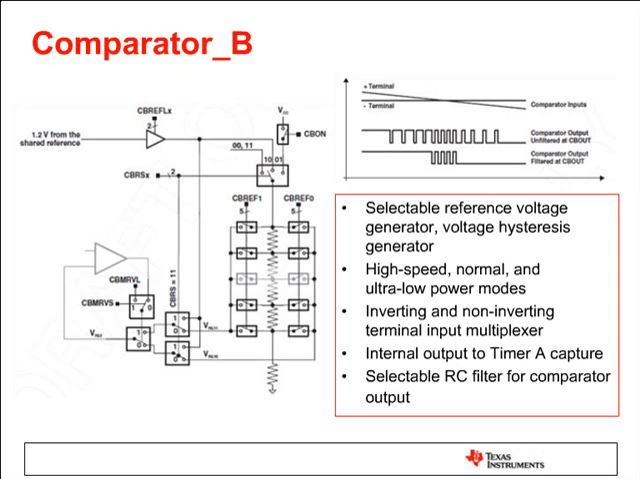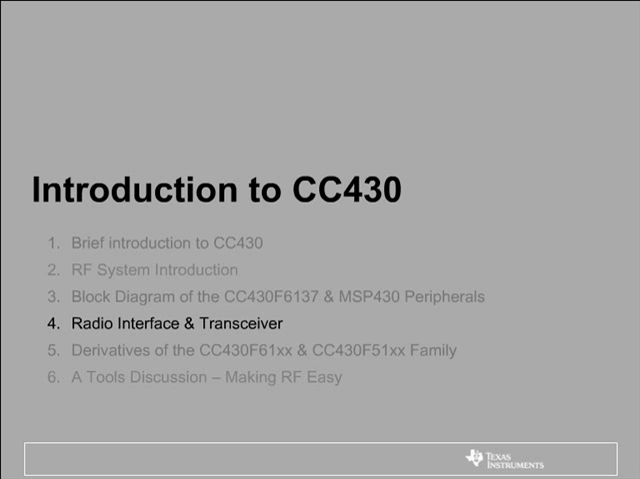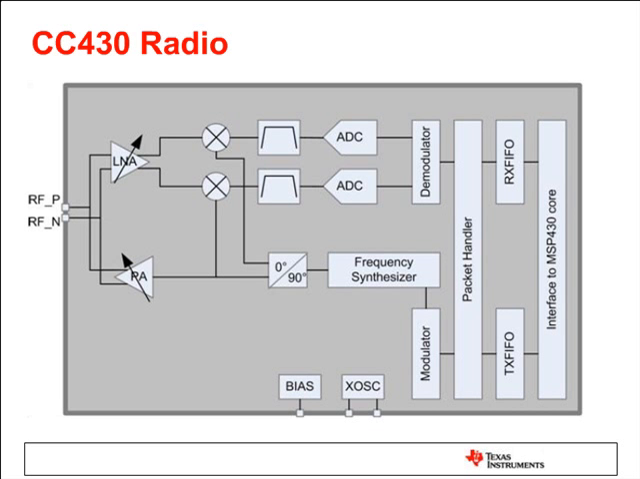So the comparator output goes to the timer module. You can time these comparator events, if you will. There's an RC filter on there if you want it. Very, very flexible comparator. So that was the MSP430 side, the 5XX core.